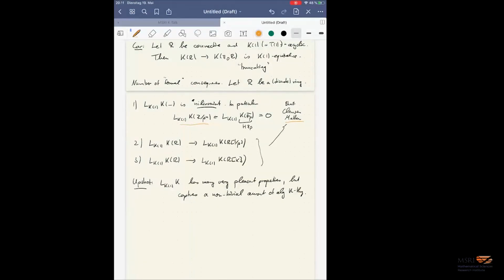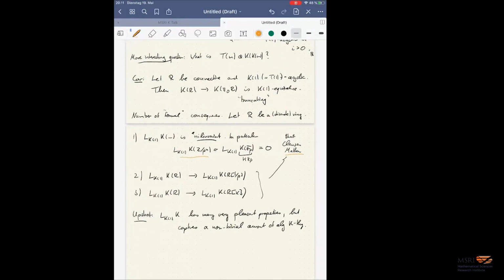Okay, are there questions about this part? Hi, this is Shaul. Hello. Shaul Volkov. So I have a question. In these consequences, 1, 2, 3, is R a ring spectrum or is it a discrete ring? So here R is discrete.